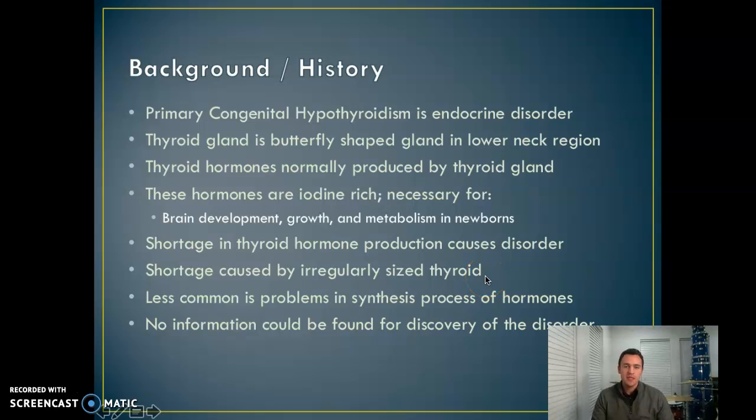Another cause might be that the chemical synthesis by which the hormone is produced may have some kind of problem, some chemical problem within that process, causing a lower production of hormones. So, in this case, you might have a normally sized thyroid, but because of an error in the synthesis, you're going to have a lower production of that thyroid hormone.